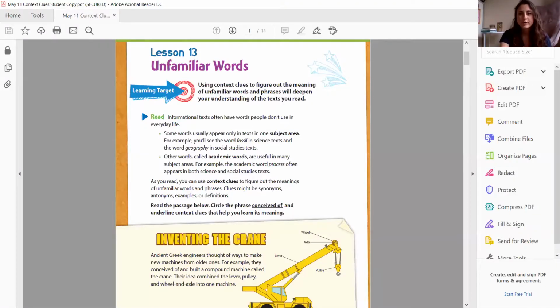Okay, so let's go ahead and get started with our lesson this week. If you're in the right spot, you're going to be looking at the front page. It's going to be page 202, and it says Lesson 13, Unfamiliar Words. So make sure you have that page ready and you have a pencil all ready to go. Okay, so this is what our page is going to look like right here.